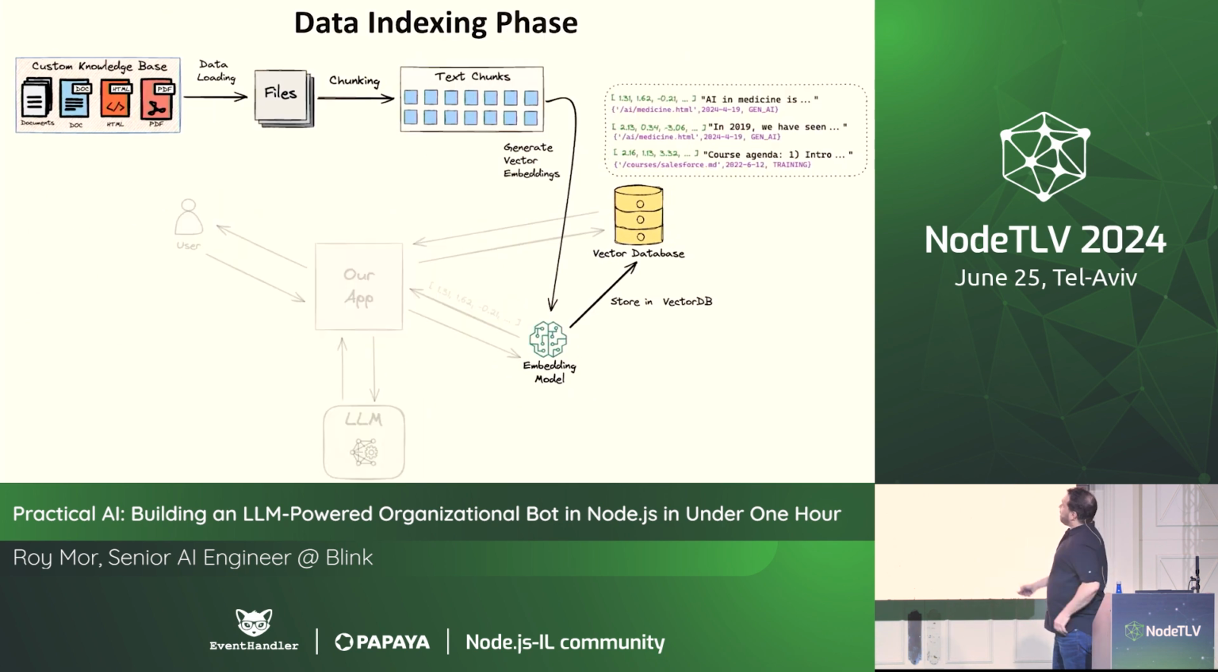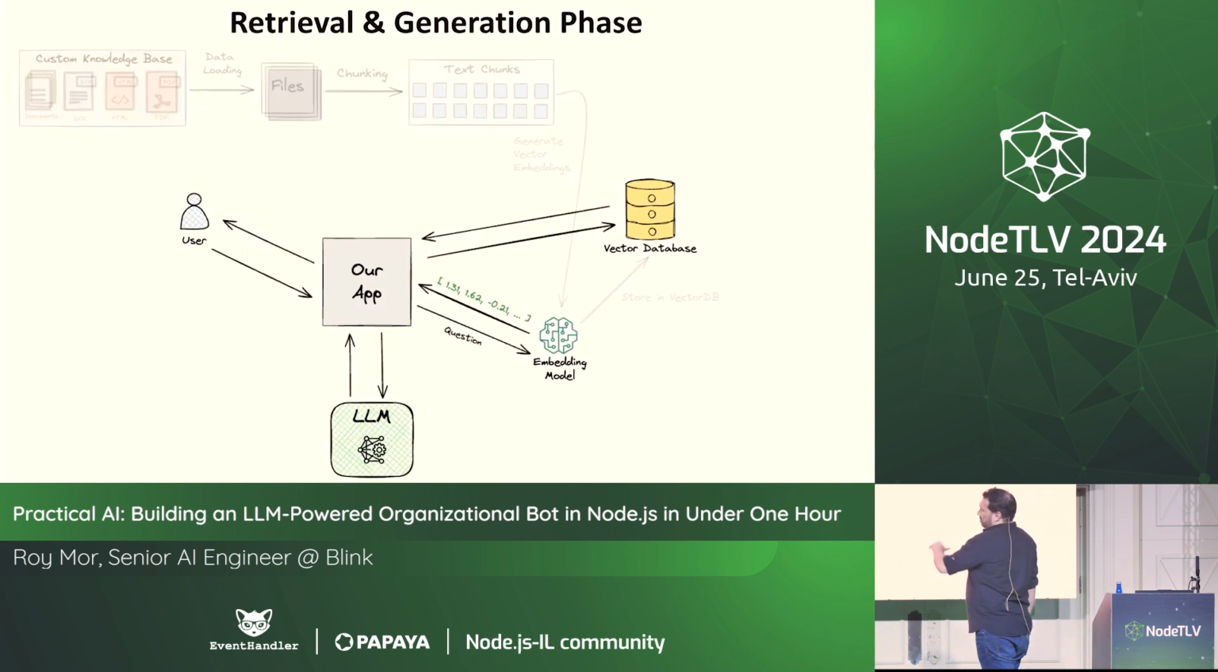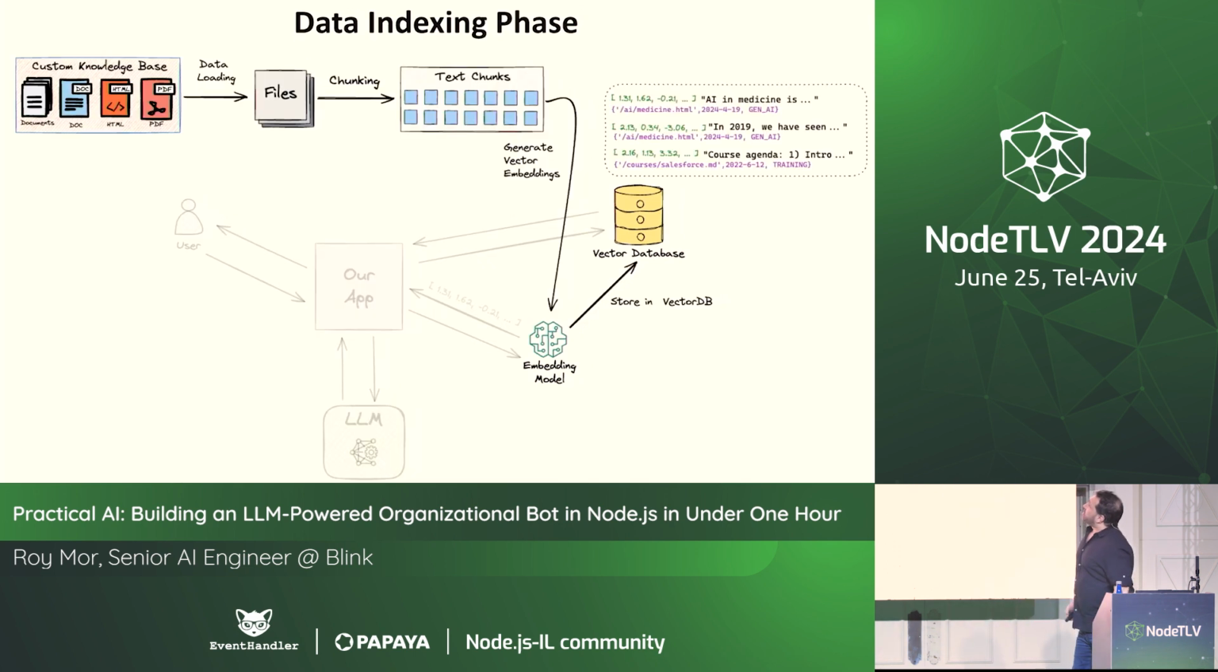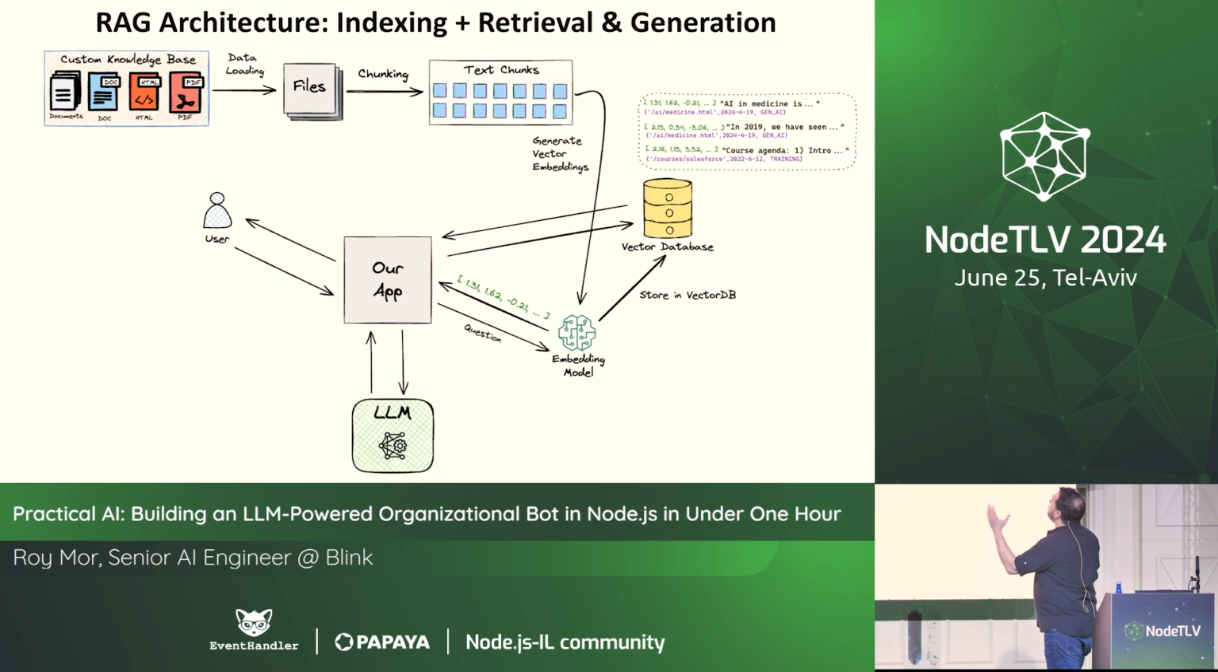This is how the retrieve and generate phase looked in the general picture of all the RAG system. This is the data indexing phase. And this is the whole thing. Indexing phase plus retrieval and generation.